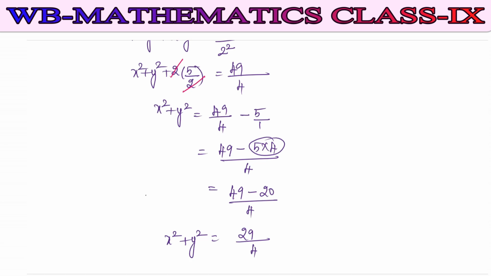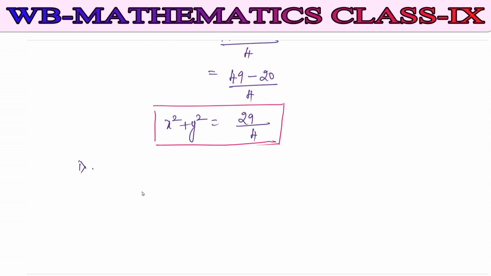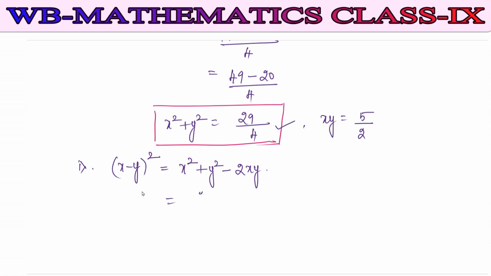Next we need to find x minus y. To find that, I am going to take square here. When you apply the x minus y whole square formula, x square plus y square minus 2xy. We know very well the xy value already, they have given it as 5 by 2. We found x square plus y square, so the x square plus y square value is 29 divided by 4 minus 2 into xy value, it is 5 by 2. I have substituted the values.